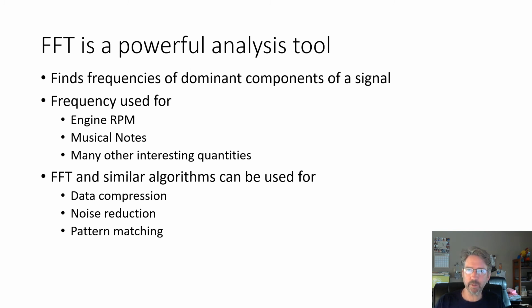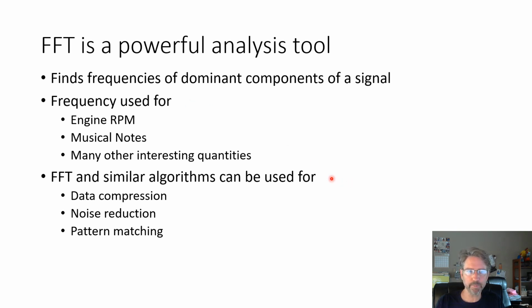So the FFT is a really powerful analysis tool that finds the frequencies of the dominant components of a signal. So we use that for the sampling theorem, but we can also use it to find frequencies that are in a signal in general. So frequencies in a signal can tell you things like how fast an engine is spinning based on the sound. You can find the musical notes, so most things like guitar tuners are based on something similar to an FFT analysis. Find the frequency of the note that you're listening to. And there are lots of other interesting quantities you can find with the FFT and the frequency components of a signal.